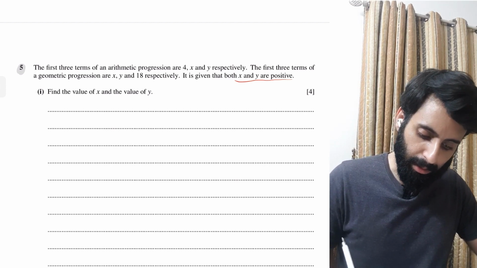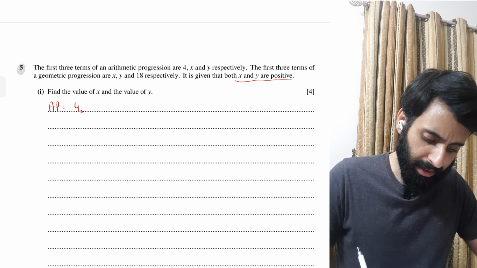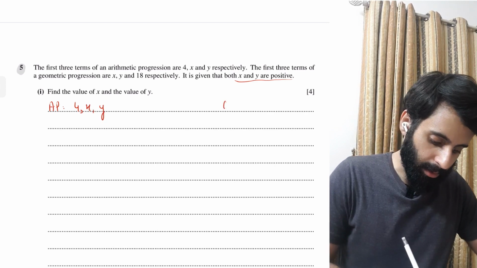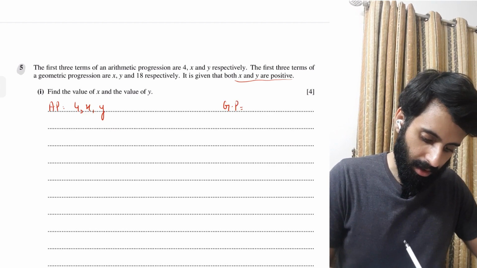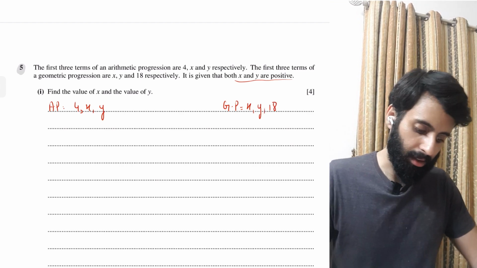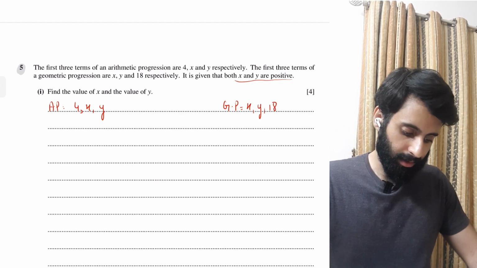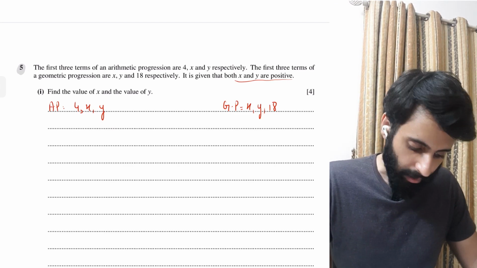So let's talk about the arithmetic progression that the question is talking about. As far as the arithmetic progression is concerned, we have 4, x, y. And then let's talk about the geometric progression, which is x, y, 18. Okay, let's see. So we have to come up with two equations, and we're going to use that to find the value of x and y.